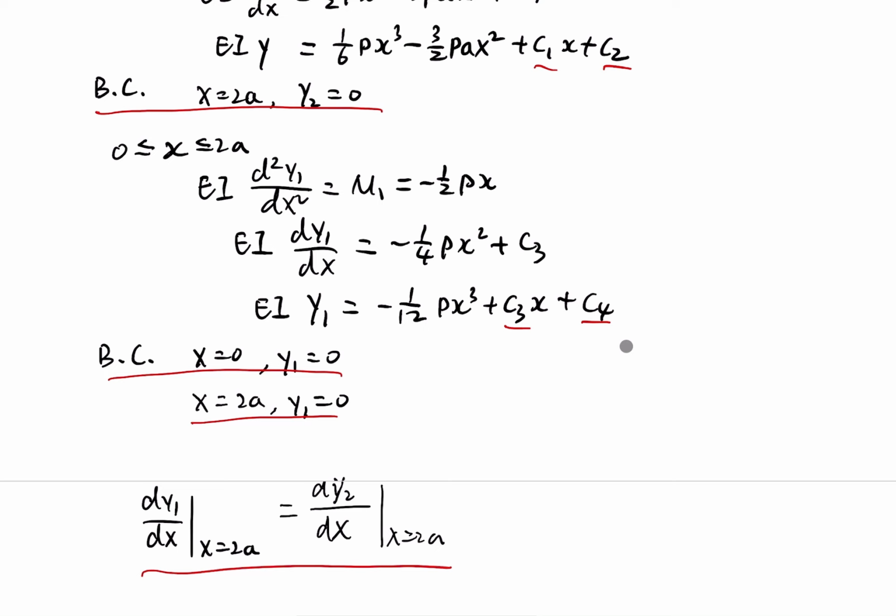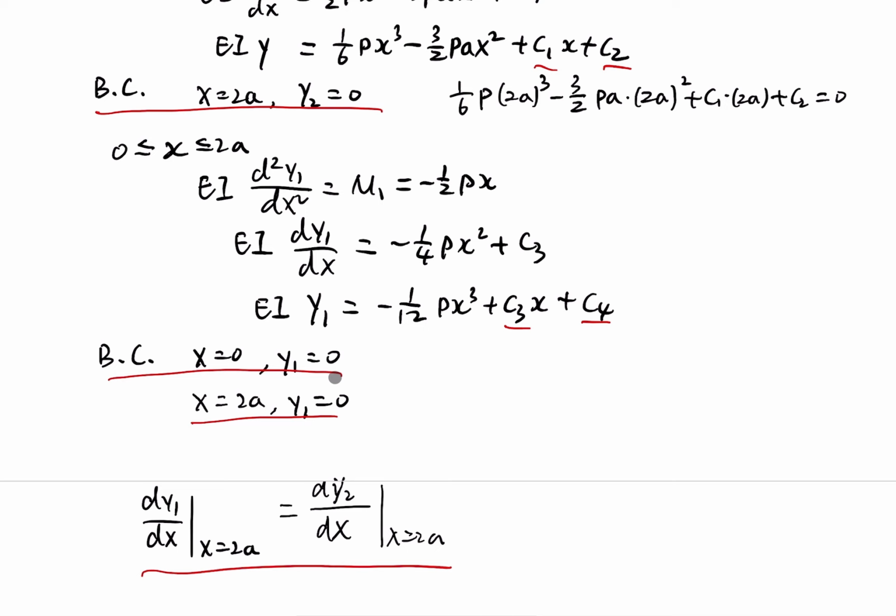So let's write down these four equations. First of all, at boundary condition x equals 2a, the first equation is: 1/6 P (2a)³ minus 3/2 Pa (2a)² plus C1 (2a) plus C2 equals 0. So this is the first equation. Over here, x equals 0, y1 equals 0.